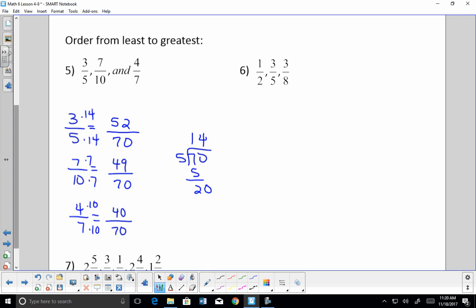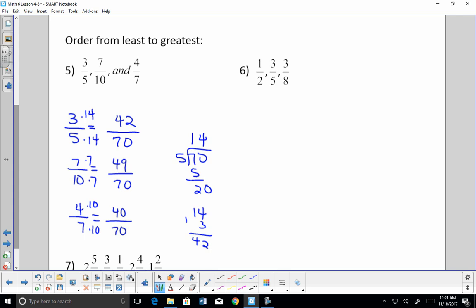So if we look at this, I still have that wrong. Hang on. 3 times 14. Maybe I should just do it over here so I don't mess it up. 14 times 3. 3 times 4 is 12. 42. There we go. 42. 70 is. That's better. I knew something was wrong.